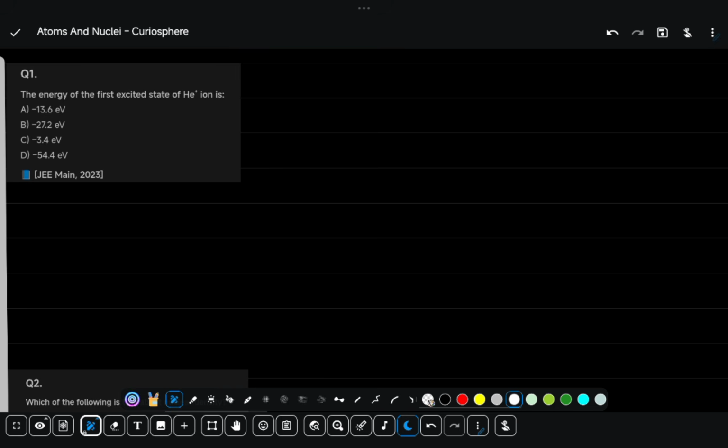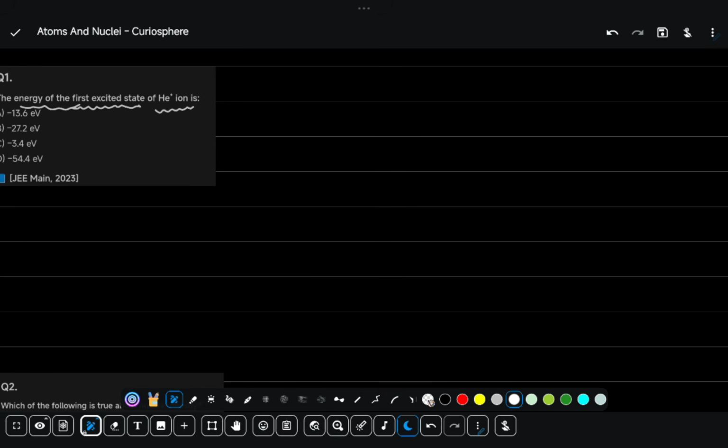Now, the energy of the first excited state of helium plus ion is. First, what is given? It is a helium plus ion. And what is asked? It is the first excited state energy. Okay. Now, what is the concept behind it? Now, let's see this. Have you learned about Bohr's atomic model? You must have. It is a very popular model. It revolutionized the field of physics, atomic physics especially.